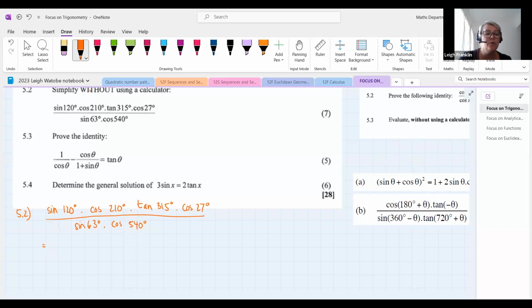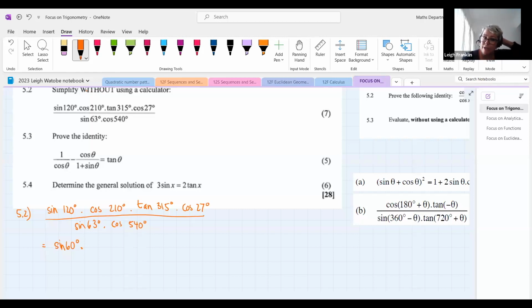Okay, so sine 120, grade 11s, which quadrant are we in? So if our angle is 120, which quadrant are we in? That's it, we're in the second quadrant. So we're using 180 minus, okay, in the second quadrant. So 180 minus 60 gives us 120. The sine function is positive in the second quadrant. So hopefully we all wrote this as sine 60 when we reduced it.